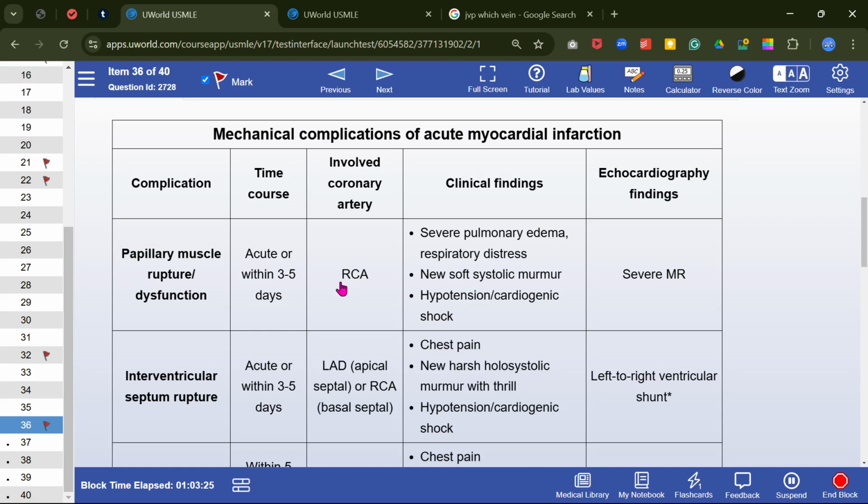P for papillary muscle rupture, R for RCA, and M for MR. There is no O; the O is for the heart lying down, like hypotension, he is in shock. So, think of it as a failing heart.